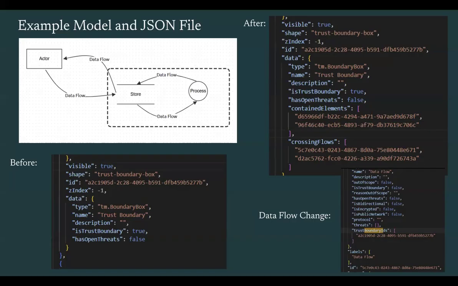We also made slight changes to the data flow element, not just the boundary box's one, because then you can see from the flow what trust boundary IDs it passes. So this is one of the two data flows that goes across the trust boundary, and you can see here that the trust boundary ID matches the one of this box up here, and that the ID of this data flow is one of the ones in crossing flows. So yeah, that's what our contribution does.